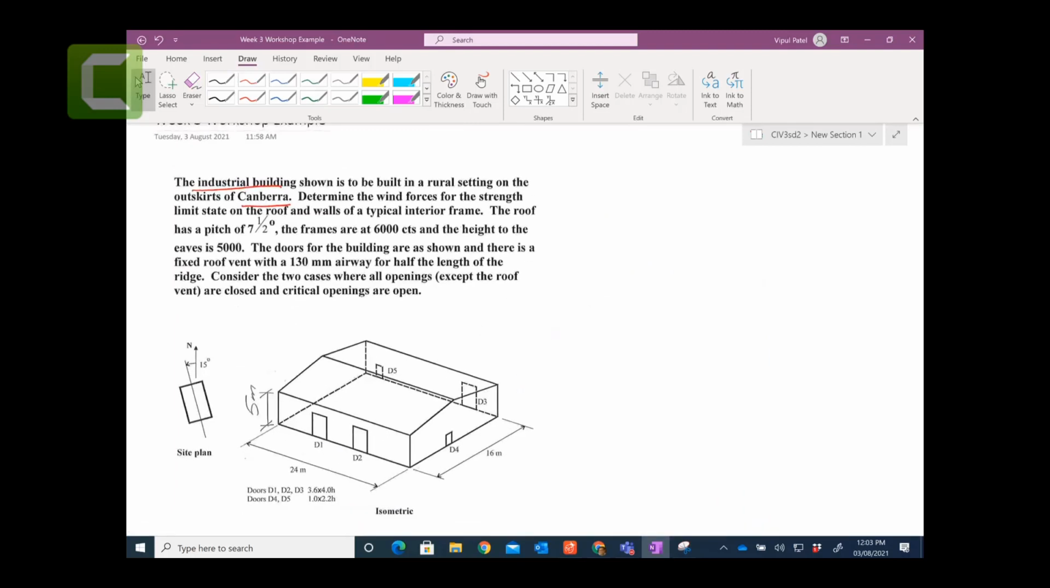The roof has a pitch of 7.5. If I redraw this one here, this is 7.5 degrees with the horizontal line. The frames are 6 meters center to center, or 6000 millimeters, and the height to the eaves is 5000 millimeters.